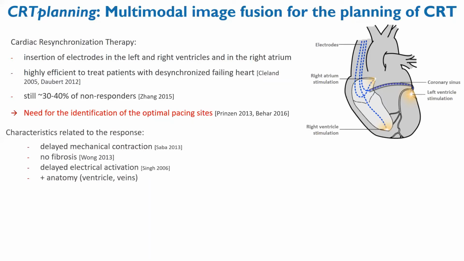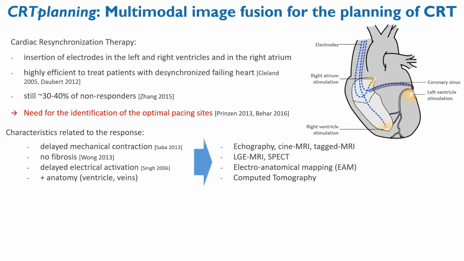Some characteristics have been demonstrated to be related to the response: a delayed mechanical contraction, the absence of fibrosis, a delayed electrical activation, and finally, we also need the anatomy of the ventricles and the veins. This information comes from different imaging modalities: echography, cine-MRI, late gadolinium enhanced MRI, electroanatomical mapping, and computed tomography.